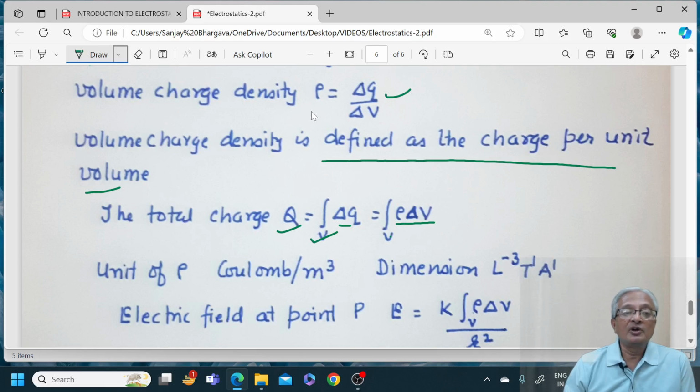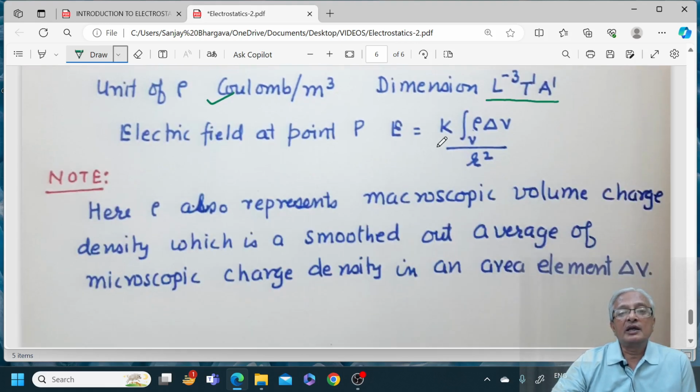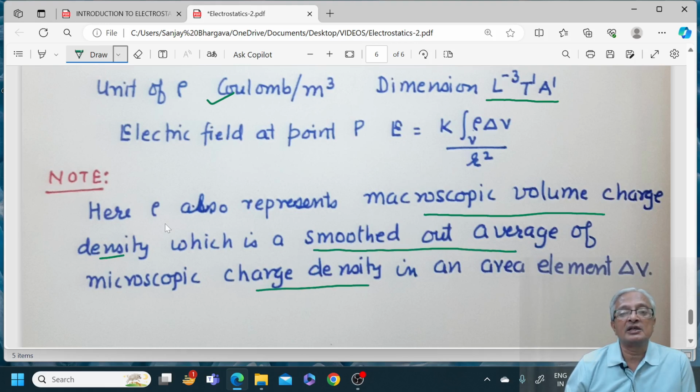What is the unit of volume charge density? Coulomb per meter cube. What are the dimensions? L to the power minus 3, T to the power 1, ampere to the power 1. As usual, the electric field is given by K times the total charge upon R square. Here rho also represents macroscopic volume charge density, which is nothing but a smoothed out average of microscopic charge density in a volume element delta V.